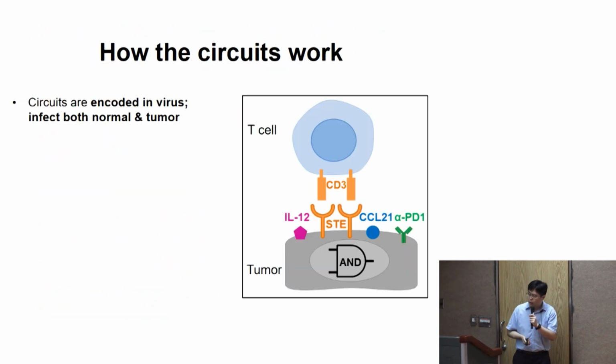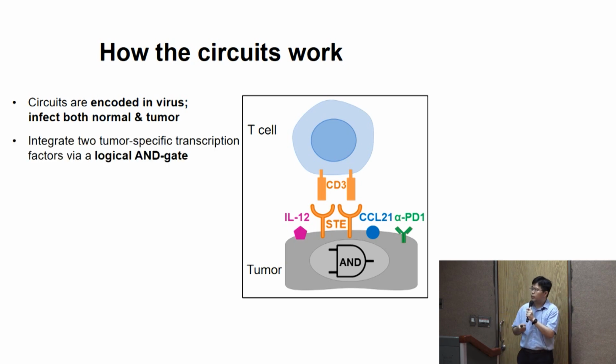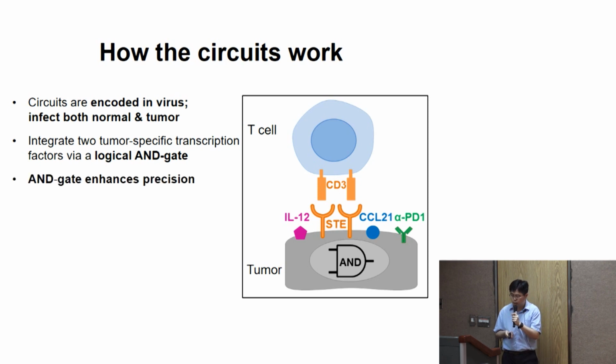So, how is it done? First, circuits encoded in a virus can infect both cancer cells and normal cells alike. When the circuit gets into the cells, it can sense and integrate the activity of two predefined transcription factors with a logical AND gate, meaning only when both activities are high will our circuit identify the cell as cancerous. And this logical AND gate significantly increases the targeting precision.